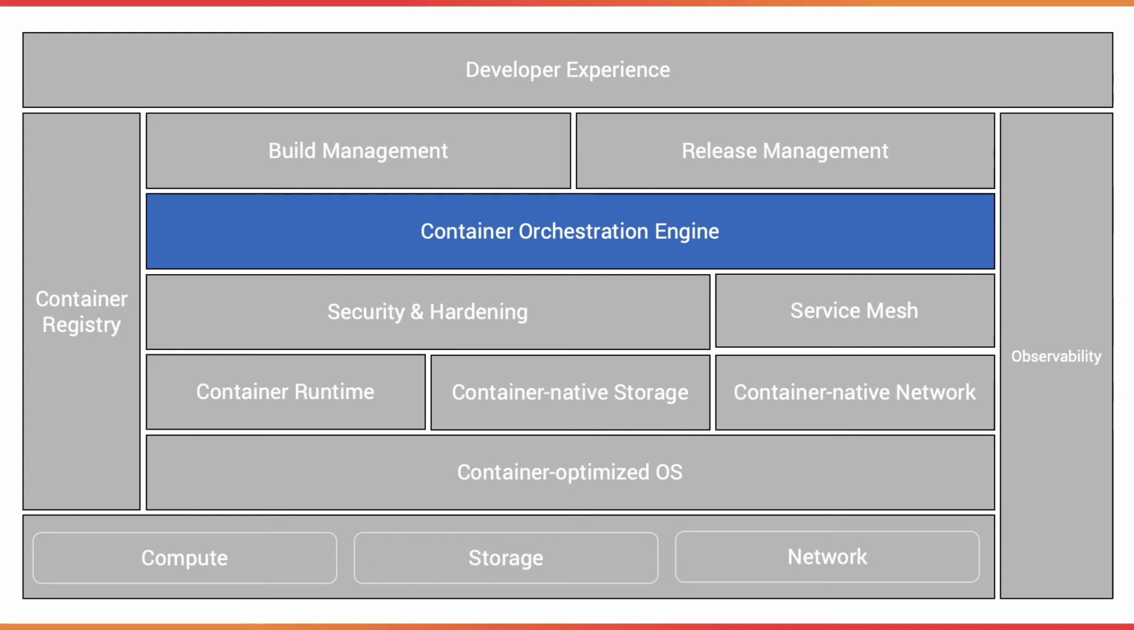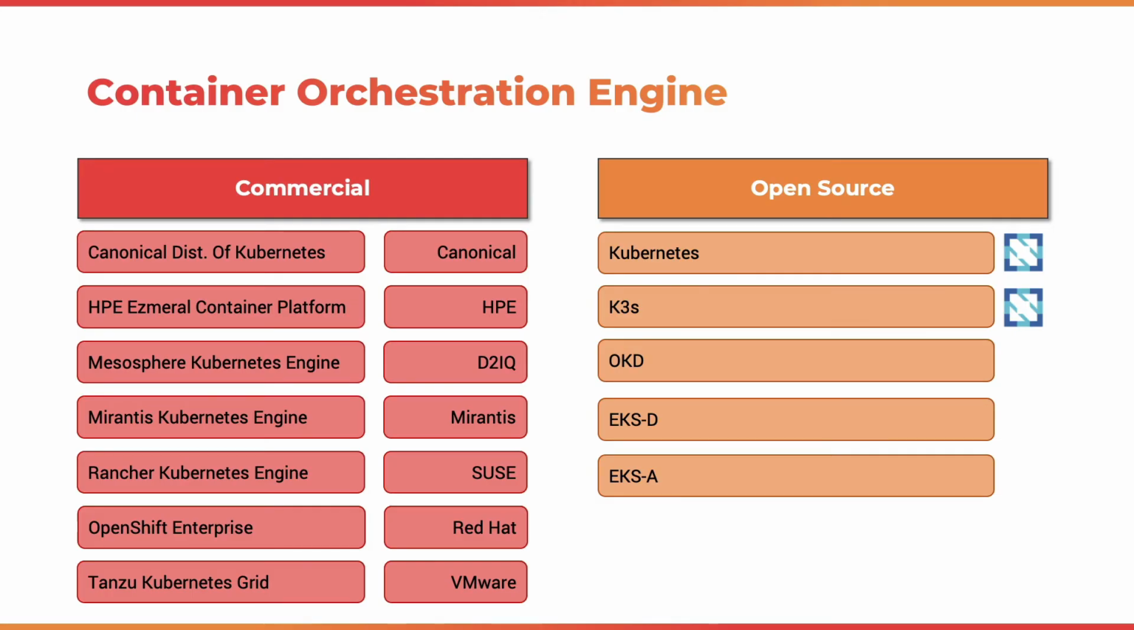So let's take a look at the container orchestration engine. Now look at the list. We have multiple choices, multiple options to consider within the commercial segment, and even within open source, there are many. You can start from the upstream Kubernetes distribution available on GitHub, and it is the most popular, powerful, and the most commonly used CNCF project. It is one of the graduated projects.